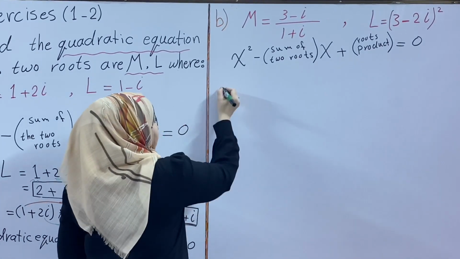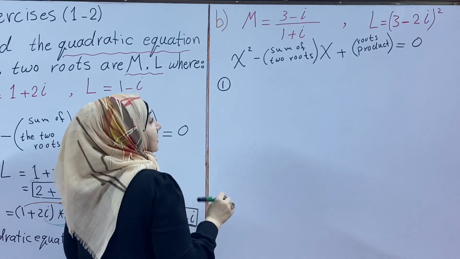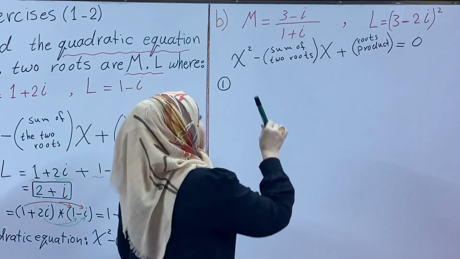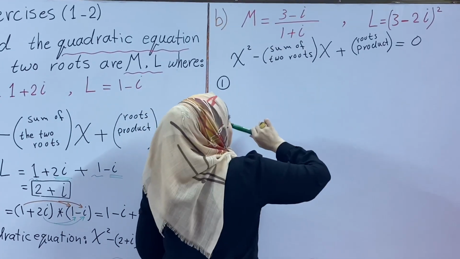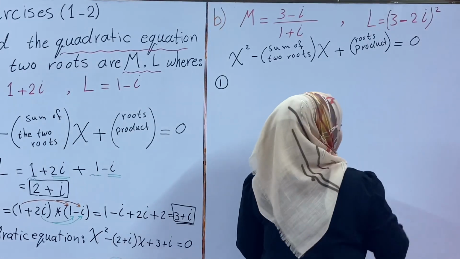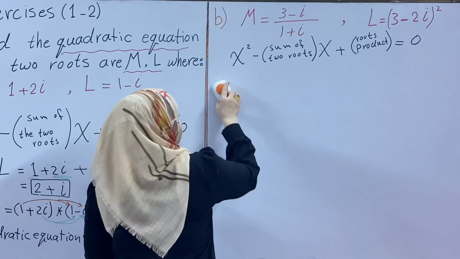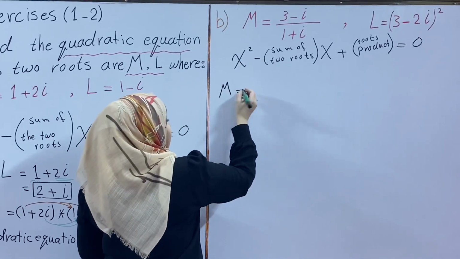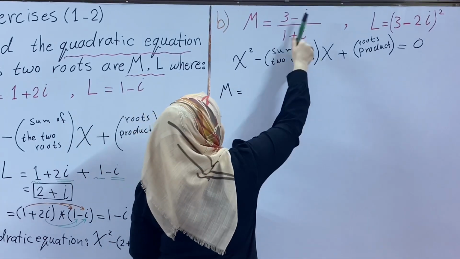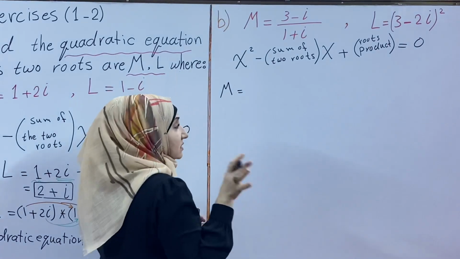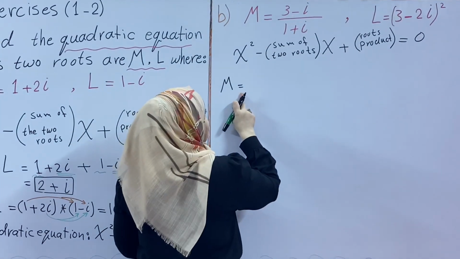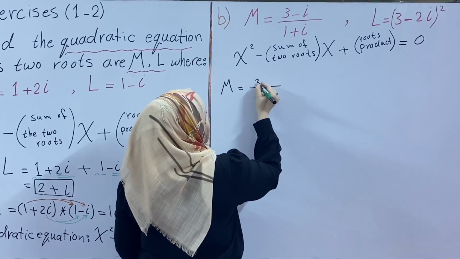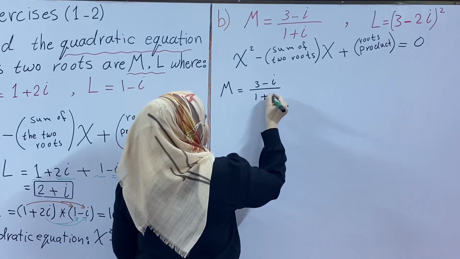So now we will find the sum of the two roots, and we will also find the product of the two roots. First, we can simplify the two roots. We can simplify the value of m and the value of l. So first we will find the value of m in simplest form. So m equal 3 minus i on 1 plus i.